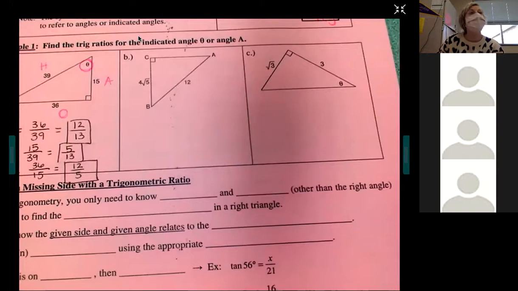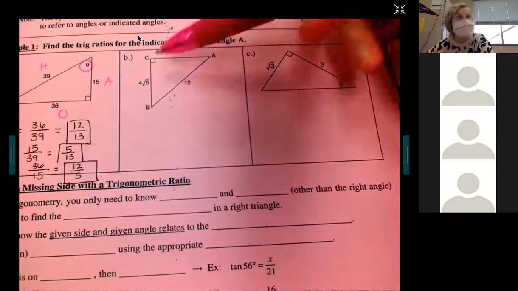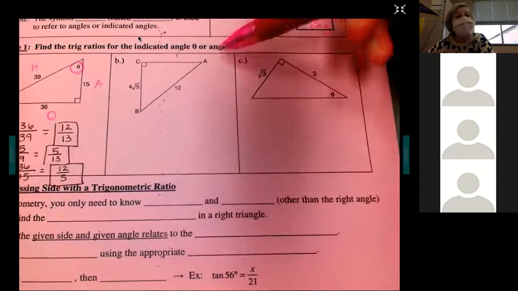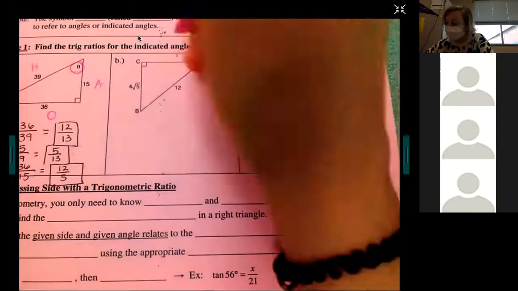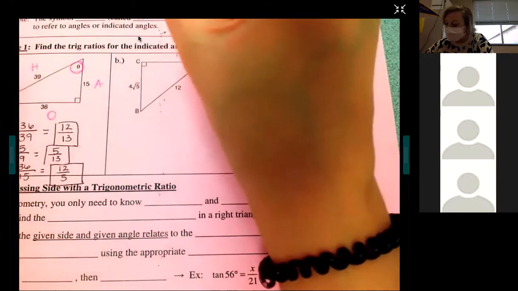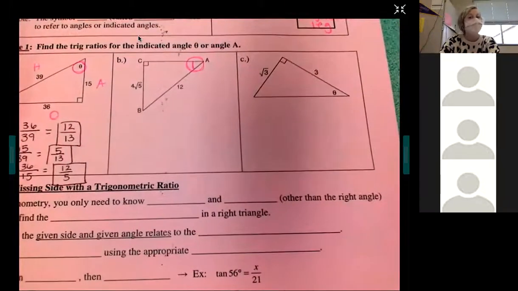So what is step 1? Nope, not label. Circle your angle. So listen, did I tell you what theta was in this triangle? So that's why it says angle A. So we're going to look at angle A right here. So I'm looking at this angle. So I circled my angle. That's step 1. Step 2 is to label your sides, and then you can go do your ratios, okay?